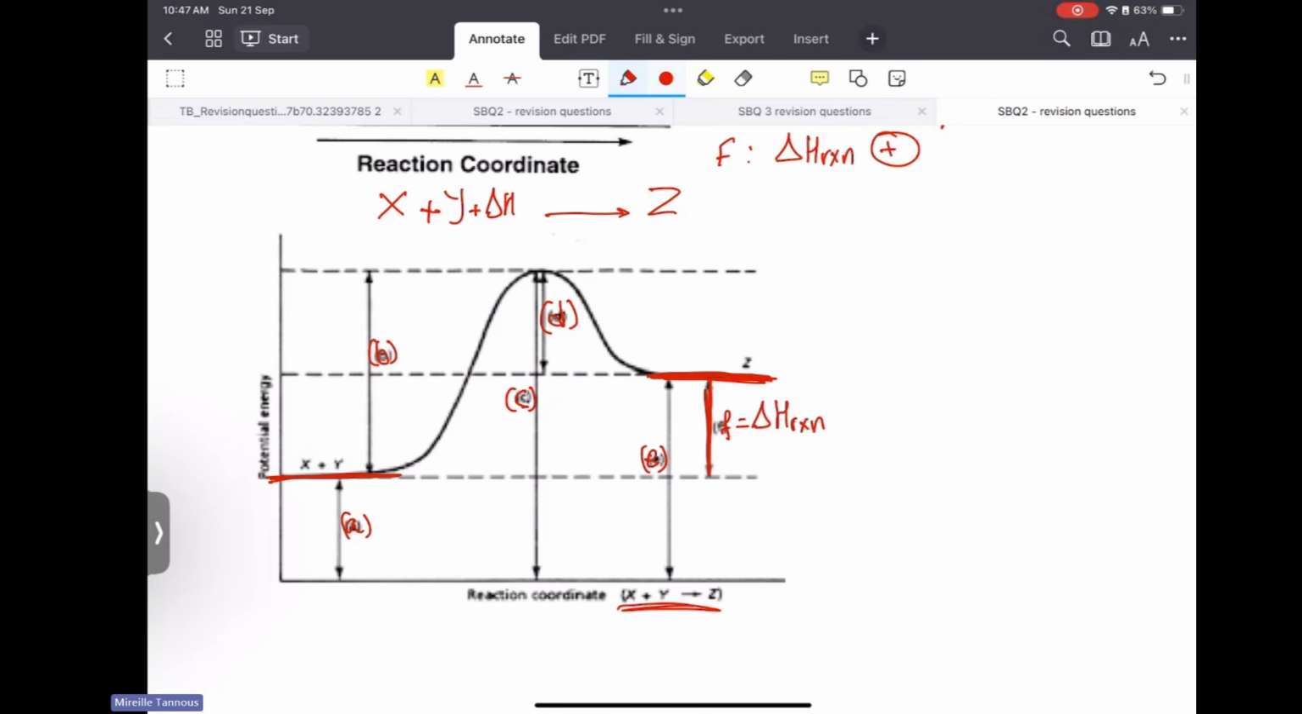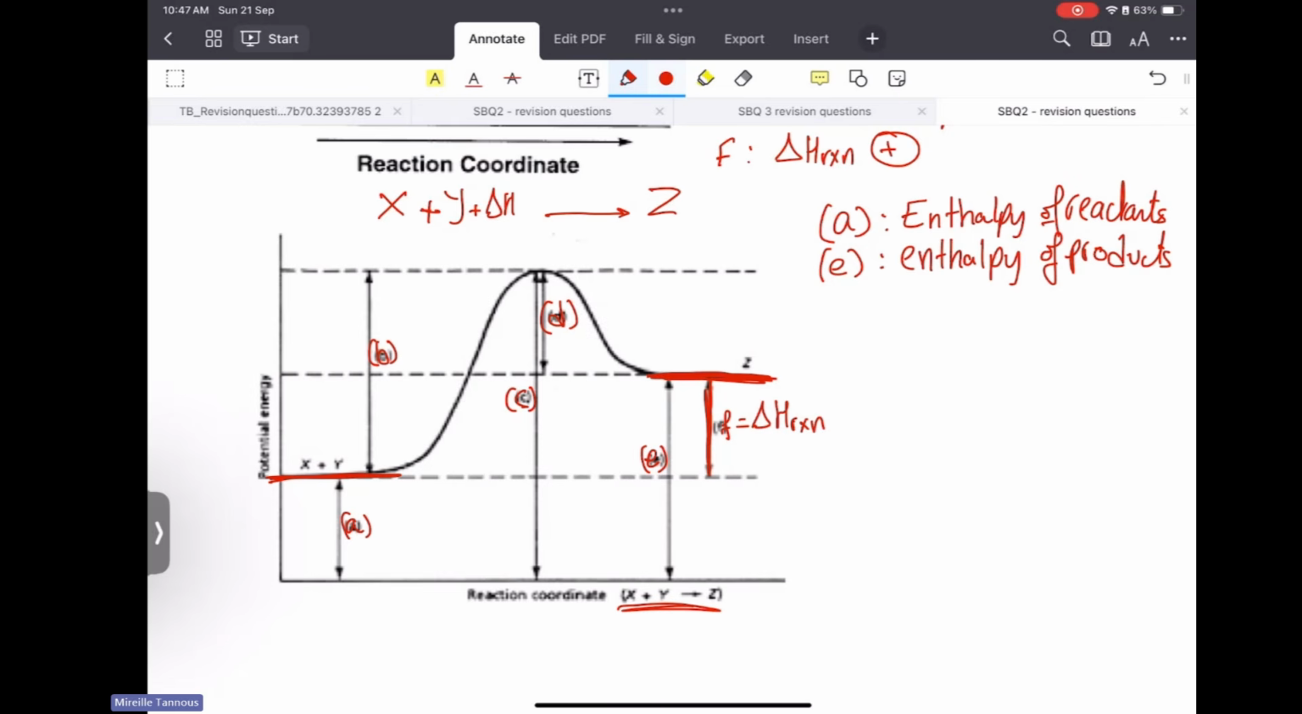Okay, now A is the enthalpy of reactants. E, all the way down, is the enthalpy of products. F is the difference between them. It's the enthalpy change of the reaction. And in this case, it is endothermic, so it is positive.